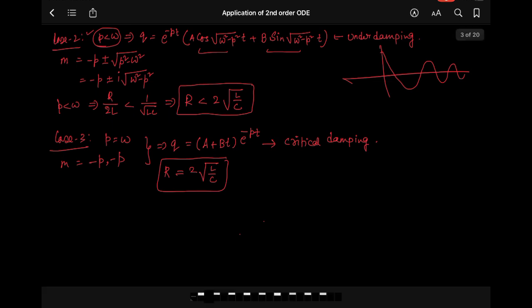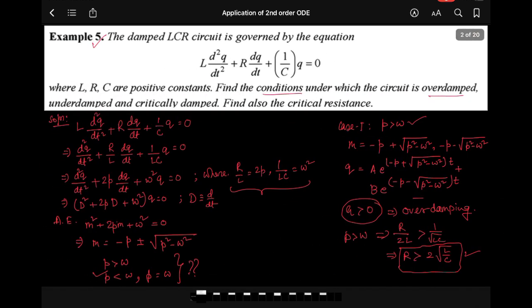Thus we can determine the conditions for over damping, under damping and critical damping.